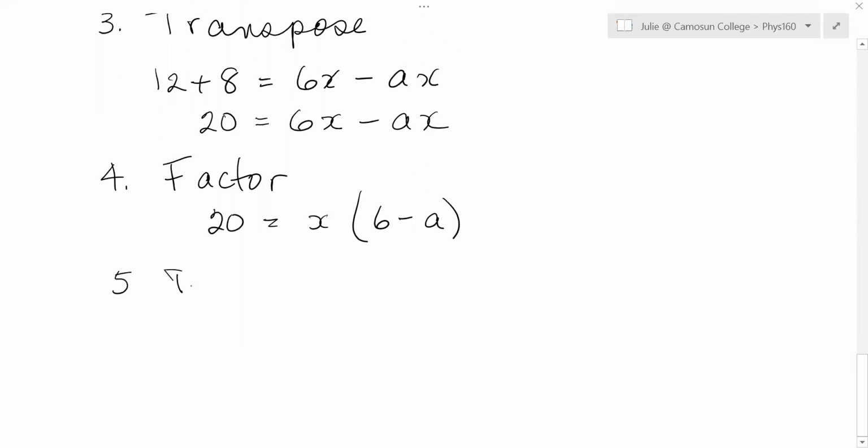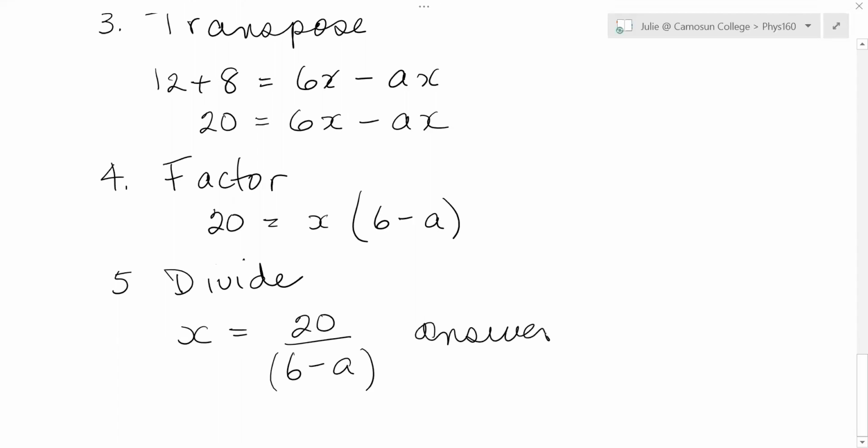Okay, and then the last thing is to divide. And so x would be 20 divided by 6 minus a, and that will be the answer. Okay, so those 5 steps are going to work for you for any linear equation. Linear equation means x just appears to 1 power.